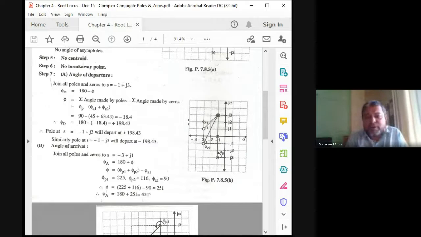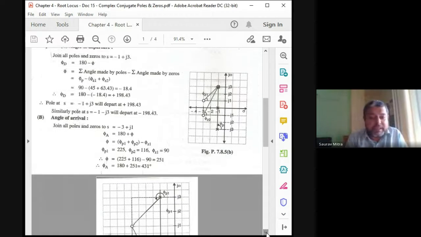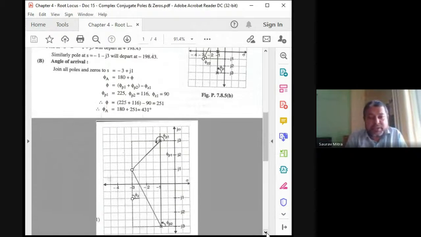That means from this point, that is -1 plus 3j, you have to draw an angle of 198.43 degrees. And how to draw it? It is shown here. 198.43 means 180 plus 18.43. That means from this negative line, again you have to take an angle of 18 degrees, or from the positive x-axis, you have to take an angle of 198.43 degrees. So this is how the angle of departure is to be drawn.